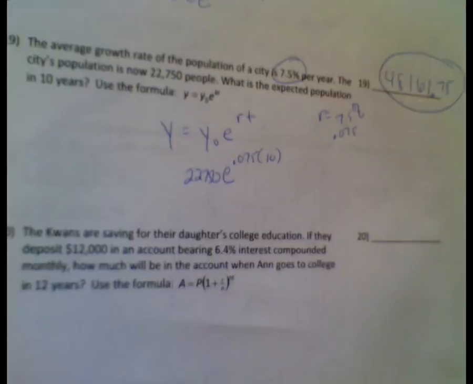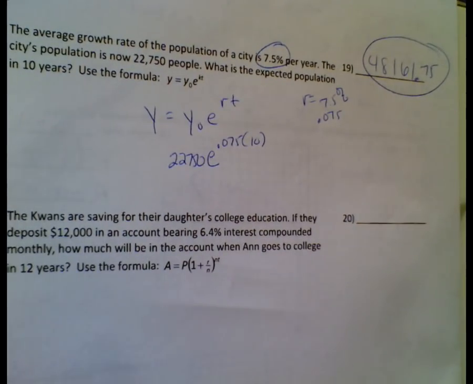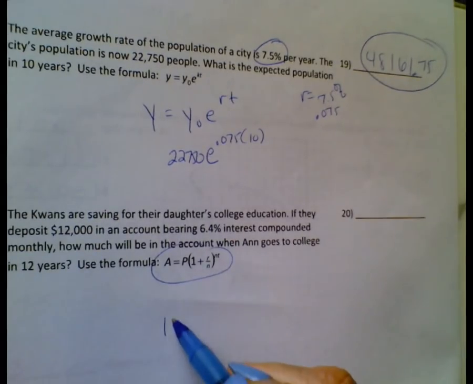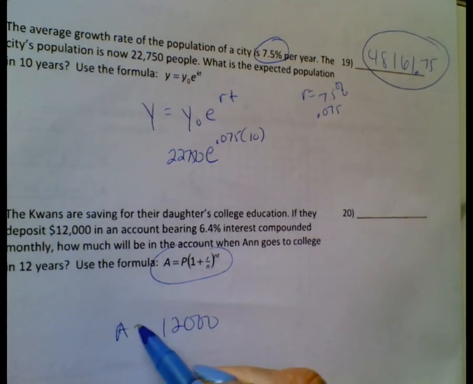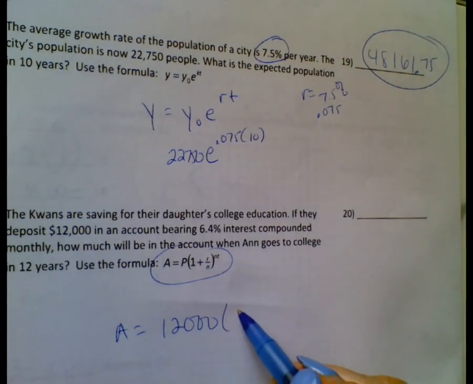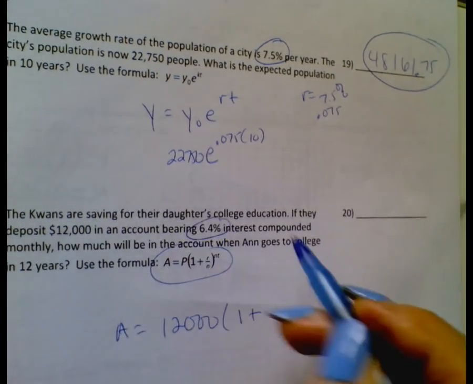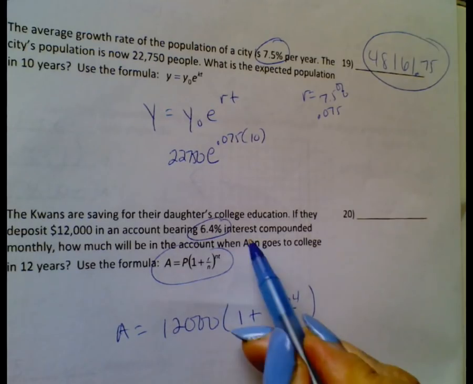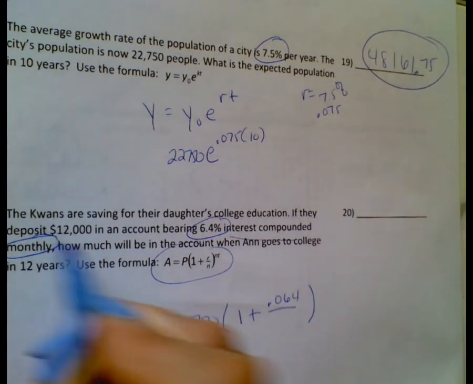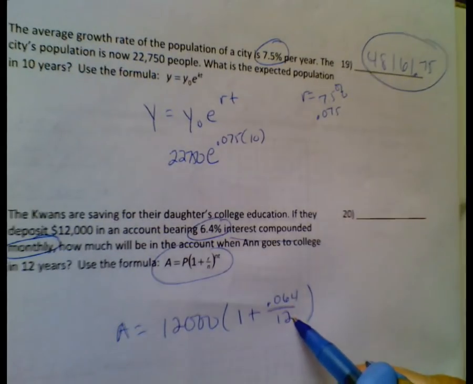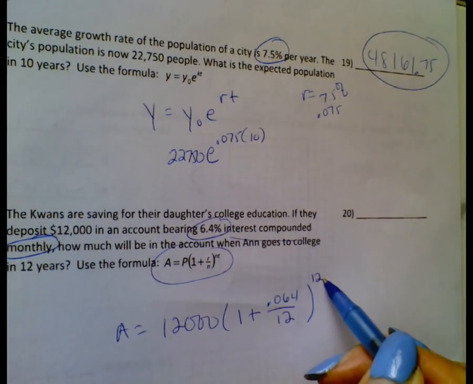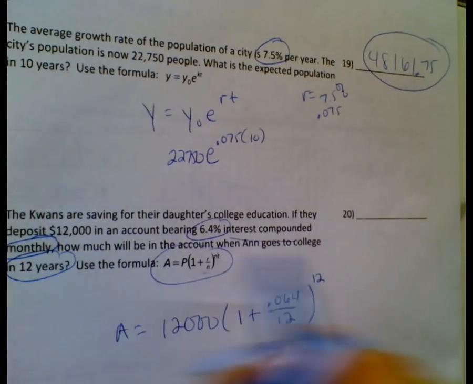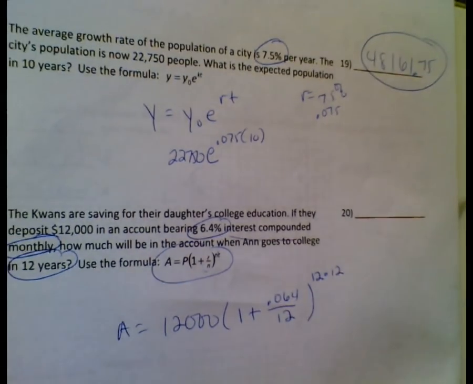The Kwans are saving for their daughter's college education. If they deposit $12,000 in an account, and here's your formula right here. So you're starting with $12,000. Let's see. Interest rate is 6.4%, so that's 0.064. Interest compounded monthly means you're dividing by 12 here, and there's another 12 here. The n there twice, see it? And then the number of years is 12 years, so there's another 12 in the exponent.